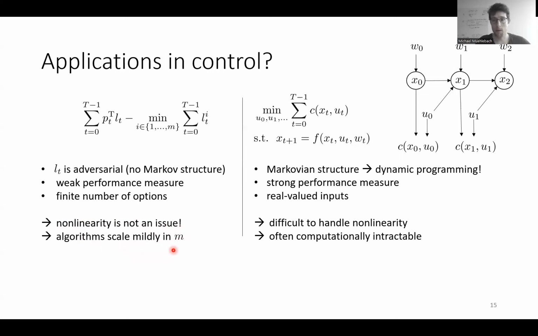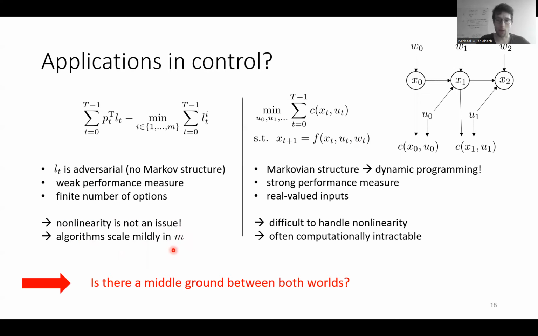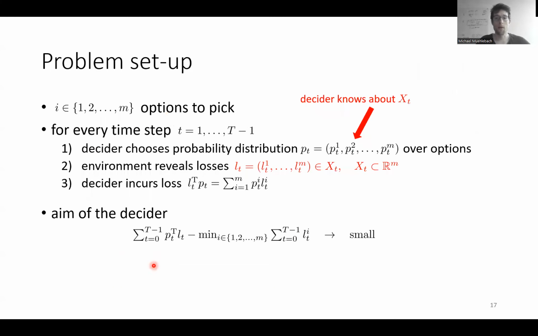And our algorithms scale mildly in the number of options that we have. So I was wondering, and this motivated the research that I'm going to show you next, whether there's a middle ground between both of these worlds, between the control world and the adaptive decision-making world. And so what I did is I added a small twist to the problem setup.